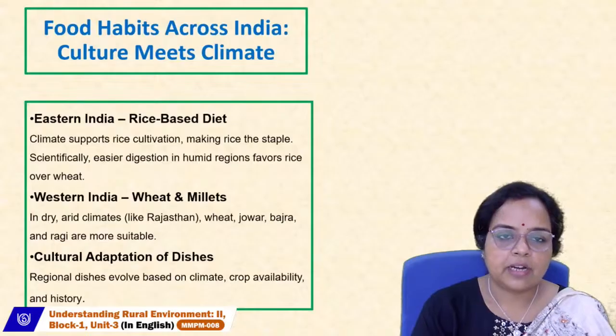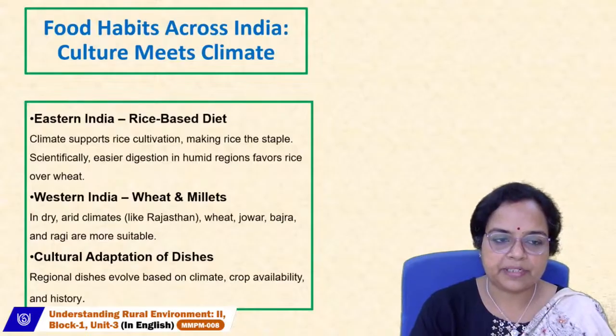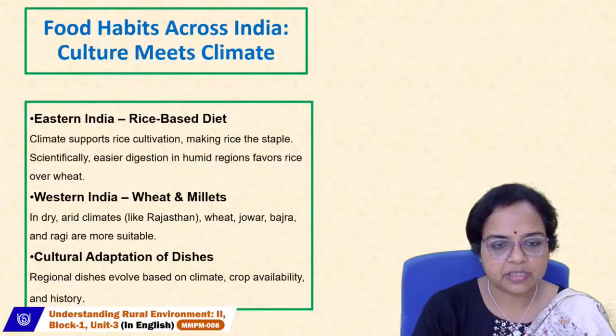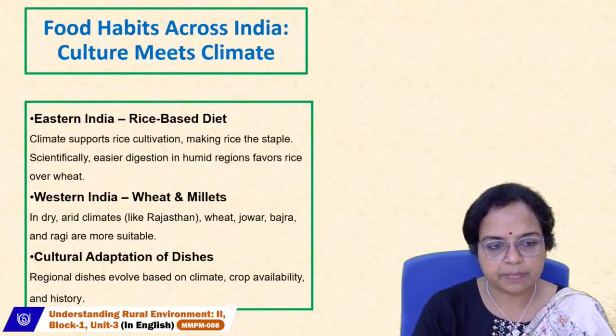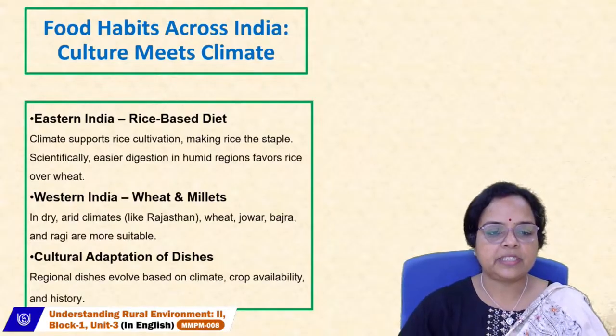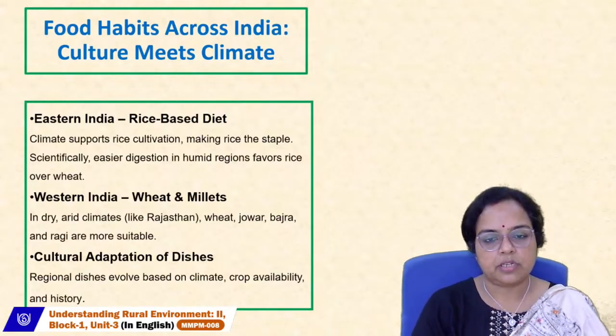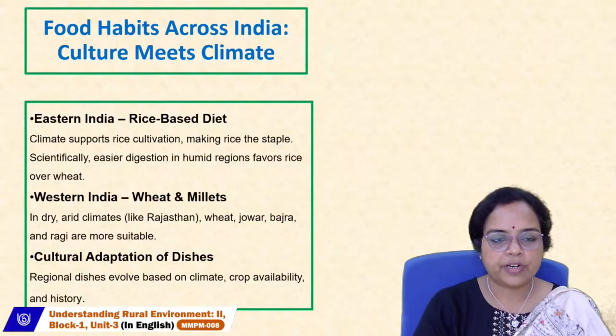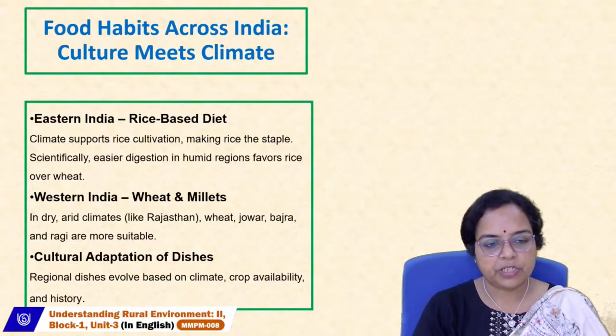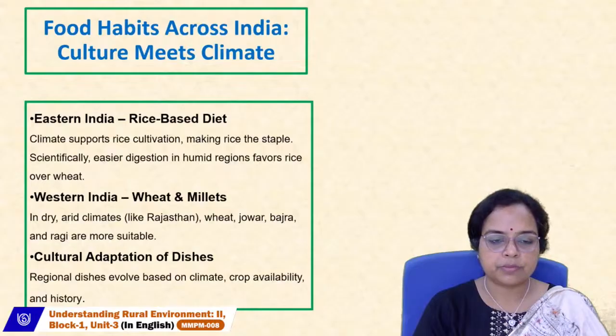Food habits across India: culture meets climate. Eastern India, rice-based diet. Climate supports rice cultivation, making rice the staple food. Scientifically, easier digestion in humid regions favors rice over wheat in the eastern belt of India. Western India, wheat and millets. In dry climates like Rajasthan, wheat, jowar, bajra, and ragi are more suitable. People used to eat it, and farmers used to cultivate it.